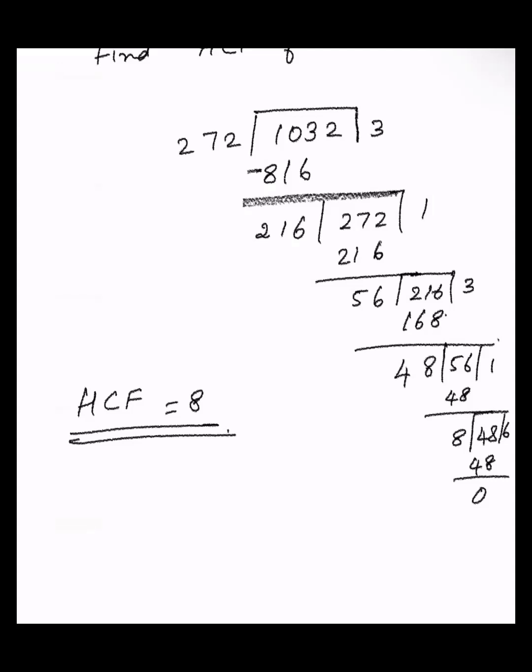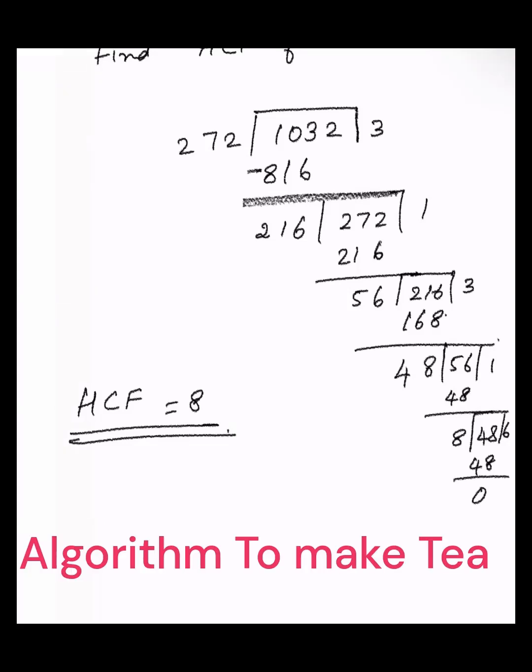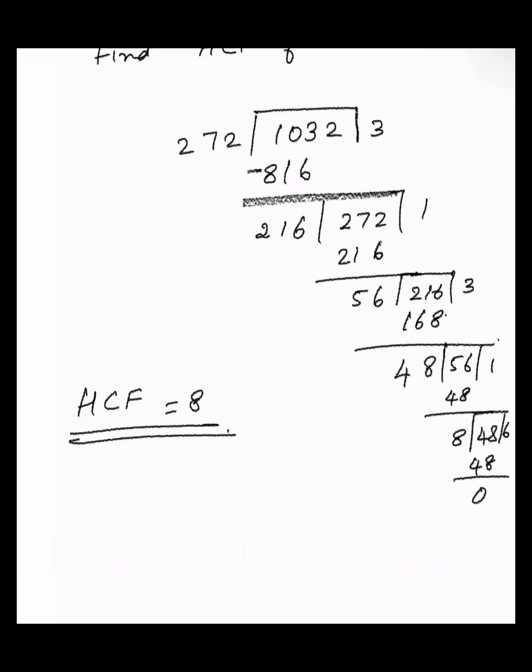So what is meant by algorithm? Those who have learned computer will know what an algorithm is. An algorithm is a set of well-defined steps. For example, take water, boil it, then when it boils, put the tea leaves, and turn off the gas. These are all steps. Well-defined steps to perform a task or action, that's called an algorithm.